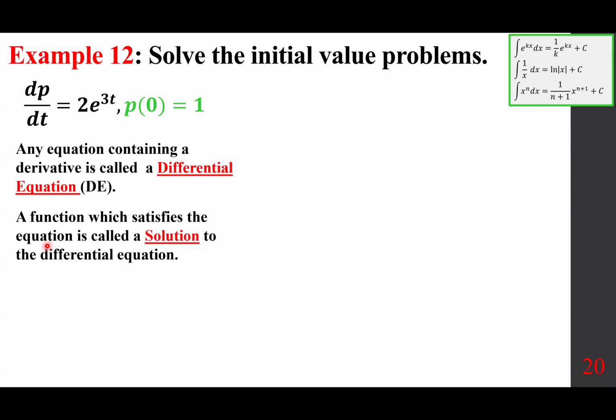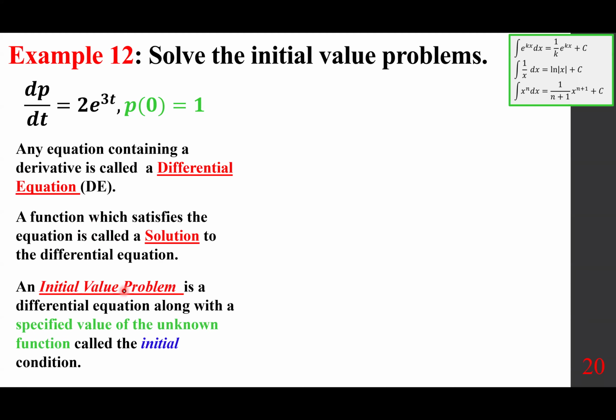A function which satisfies the equation is called a solution to the differential equation. Just like you're solving any type of function, a quadratic function, a rational function. So the name of the function, the name of the equation, and the name of the solution. An initial value problem is a differential equation along with a specified value of the unknown function called the initial condition. In this case, if you look at this one, it represents the pair 0, 1.